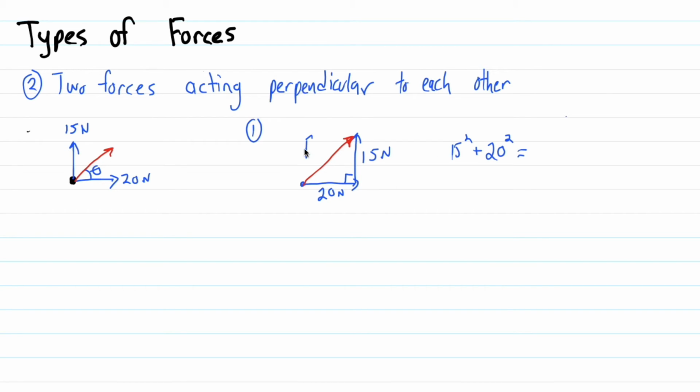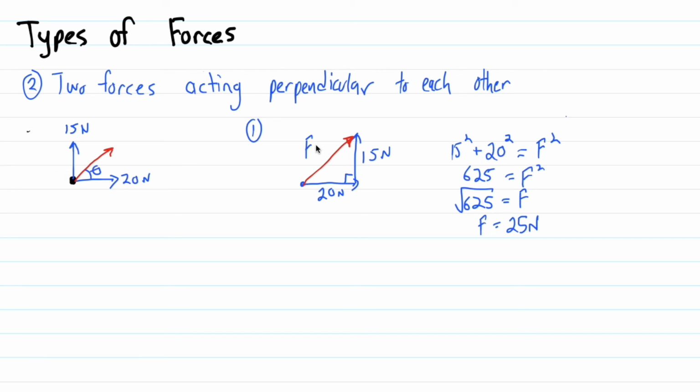Let's say I put the resultant force as F, we will get F squared. Now what do we get when we calculate 15 squared plus 20 squared? You get 625 equals F squared. We can move the square to the other side, get the square root of 625 equals F, and we will get F equals 25 Newton.